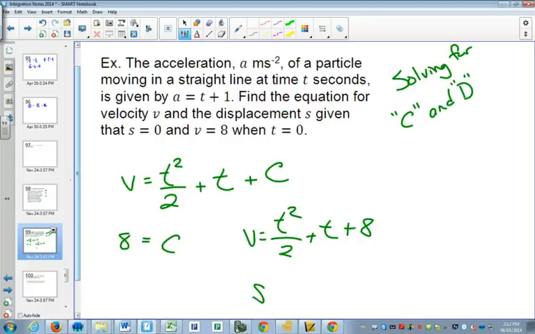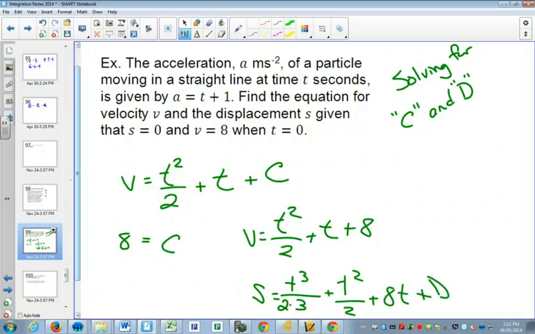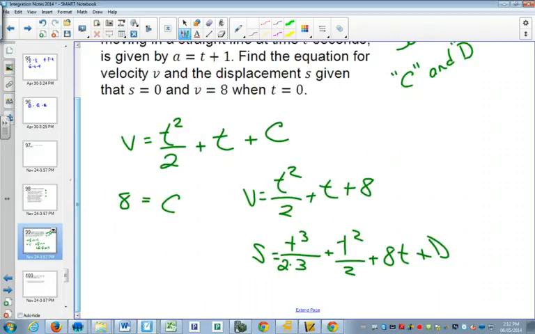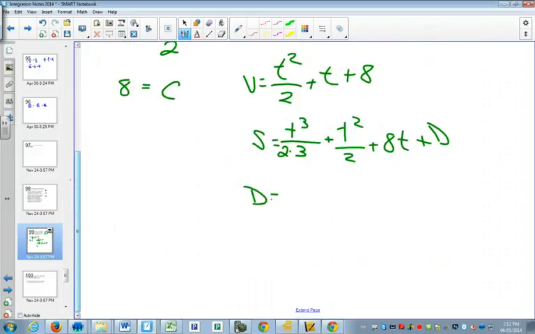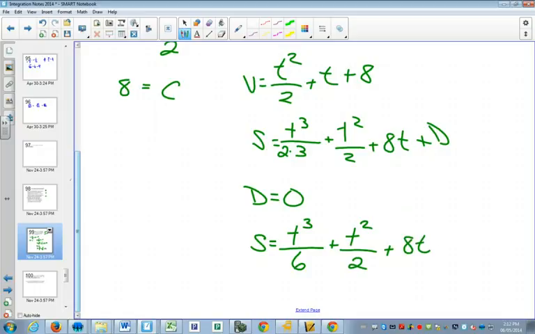And what would the equation for displacement be? Well, we integrate again. So now we'll have t cubed over 3, but there was already a 2 on the bottom, plus t squared over 2 plus 8t plus d. And we're also told that the displacement is 0 when time is 0, so d, plug in 0 for t and 0 for s, and you'll get d is equal to 0. So t cubed over 6 plus t squared over 2 plus 8t plus 0. You wouldn't have to write that plus 0.